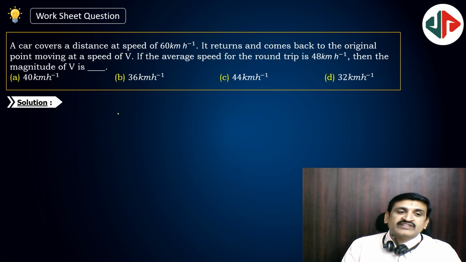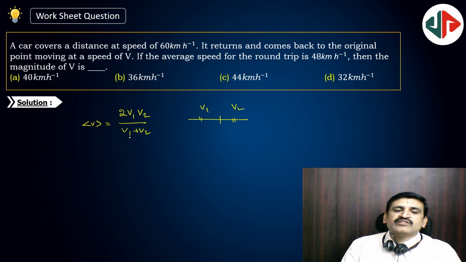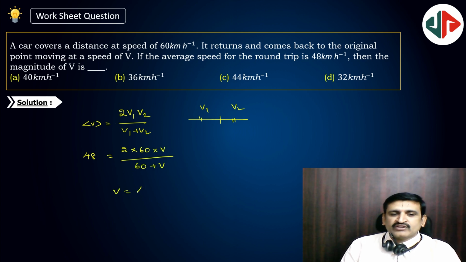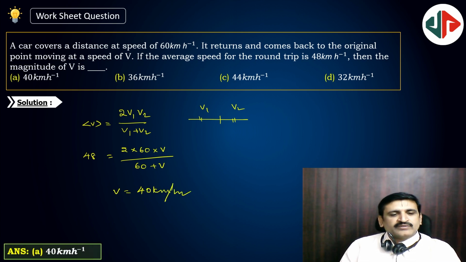Average speed for equal distances is 2v1v2 by v1 plus v2. That is average speed for two equal distances. If it is v1 and if it is v2, then 2v1v2 by v1 plus v2. If it is 48, and this is 2, and here is 60 and this is v, by this is 60 plus v, after solving we will get v is equal to 40 kilometers per hour. So 40 kilometers per hour. Next.